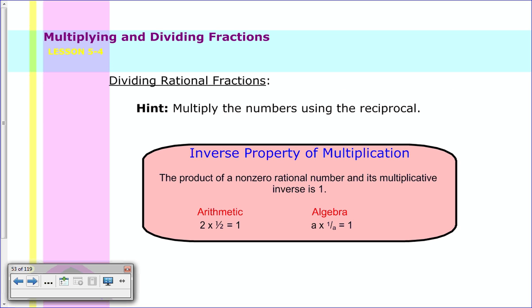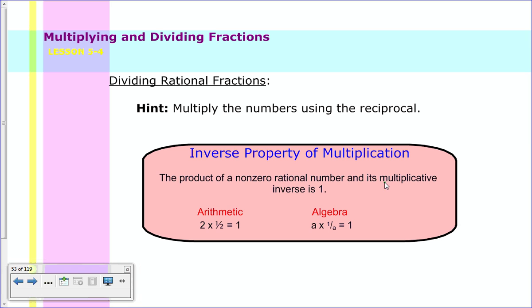All right, so we talked about how to multiply fractions. Now we need to divide rational numbers. And how you do this is, with my hint below, multiply the numbers using the reciprocal. Because if you use the inverse property of multiplication, that's in this pink box here, the product of a non-zero rational number and its multiplicative inverse is 1.